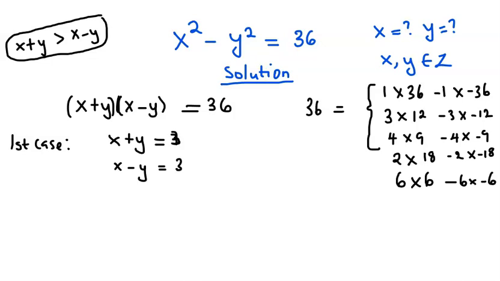I don't know what is wrong with me today. Then this one here, 1. Sorry for that. Okay, so we're going to equate x plus y to 36, and x minus y to 1.